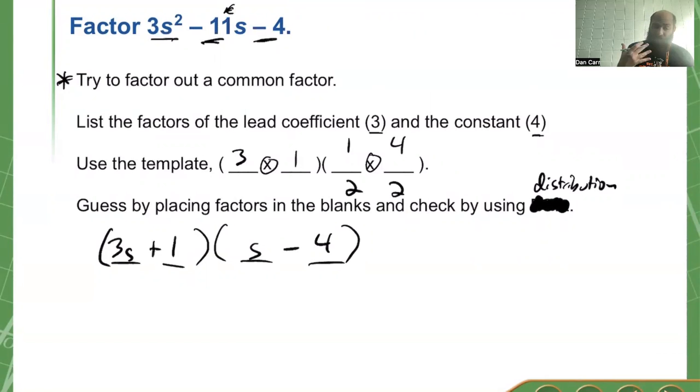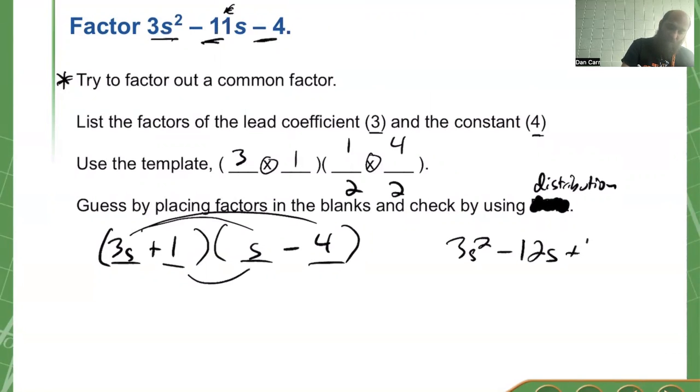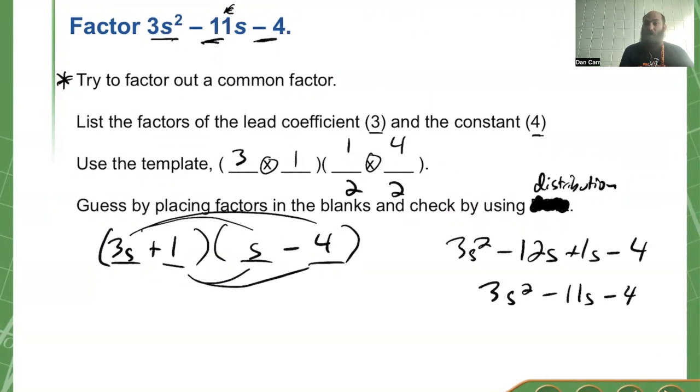That's my first guess that I kind of use a little bit more common sense with. So to make sure, I'm going to go ahead and multiply this out. I got 3s times s is 3s squared. 3s times a negative 4 is a negative 12s. 1 times s is a positive 1s. 1 times a negative 4 is a negative 4. So 3s squared minus 11s minus 4. That's what I started with. So my first guess was correct.